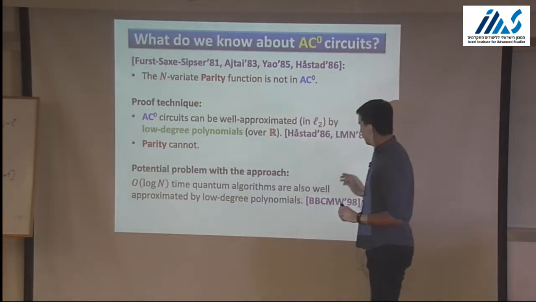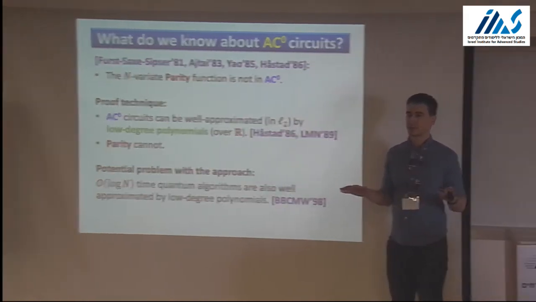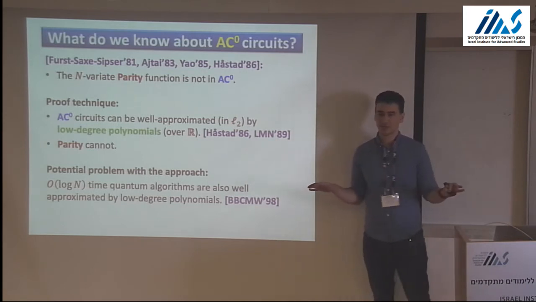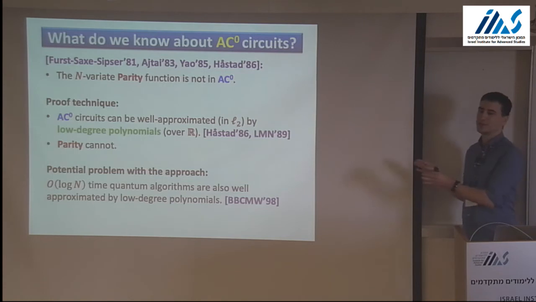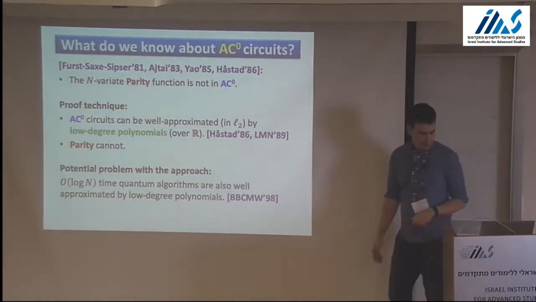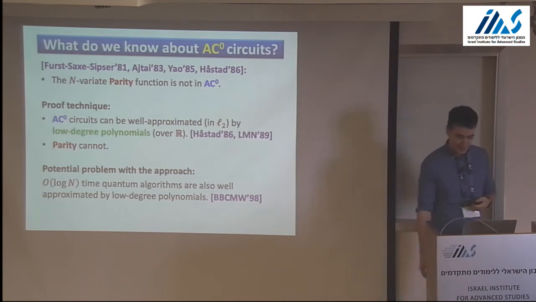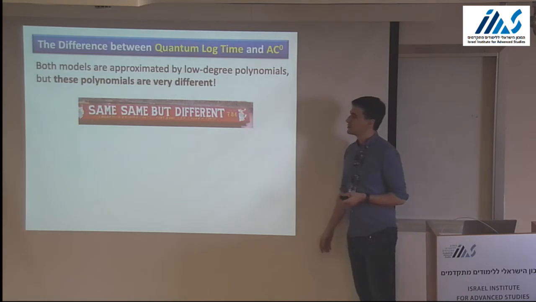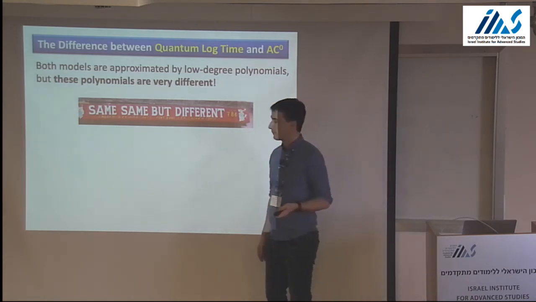But anyway, it seems that this notion of low-degree polynomials is the wrong notion to distinguish between these two models, quantum log time and AC0, which sort of told people not to go this way, so don't try this approach. Nevertheless, we tried it, and one reason that we were optimistic that it might work is that we realized that the low-degree polynomials that arise in both cases are of very different flavor.